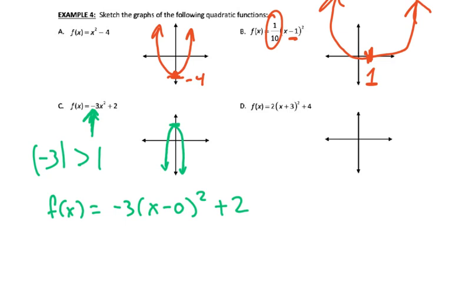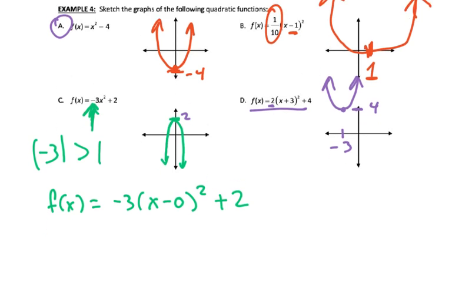And the best example here, the one that I really like, is D because it gives you everything. So the plus 3 means we're shifting to the left, negative 3. Left, negative 3. The plus 4 means you're shifting up 4. And then it's positive, so it's opening up, and it's a little more narrow than the regular one, like an a. Okay, so the regular being the parent. Okay, so we have something like such. Okay, so hopefully that makes sense.